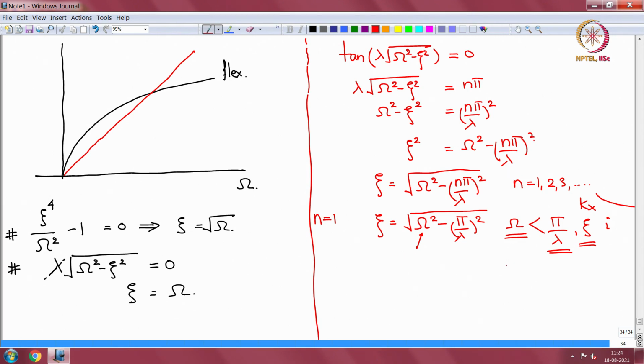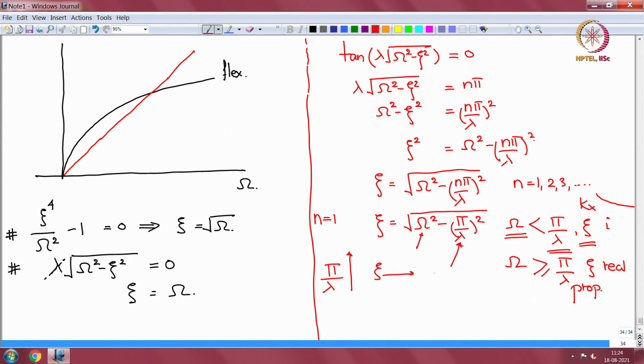Whereas, if omega is greater than or equal to pi by lambda, then xi starts to emerge as a real quantity. That means propagation. That means this wave cuts on. So, the non-dimensional wave number pi by lambda is in the y direction, whereas xi happens to be in the axial direction.